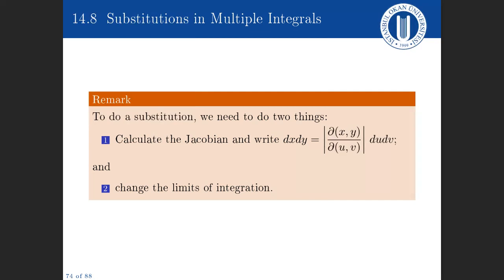So let me recap. To do a substitution in a double integral, we need to do two things. We need to calculate the Jacobian, and then we write dx dy is equal to the absolute value of the Jacobian du dv. Now, the reason I like this notation instead of using the letter J is because we have du dv divided by du dv, and we're left with dxy on the top is equal to dx dy. And that's easy for me to remember that I haven't used the wrong Jacobian. I haven't done things the wrong way around.